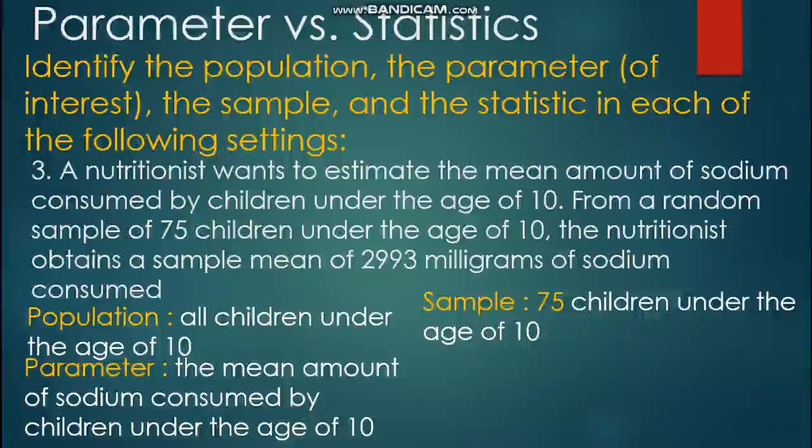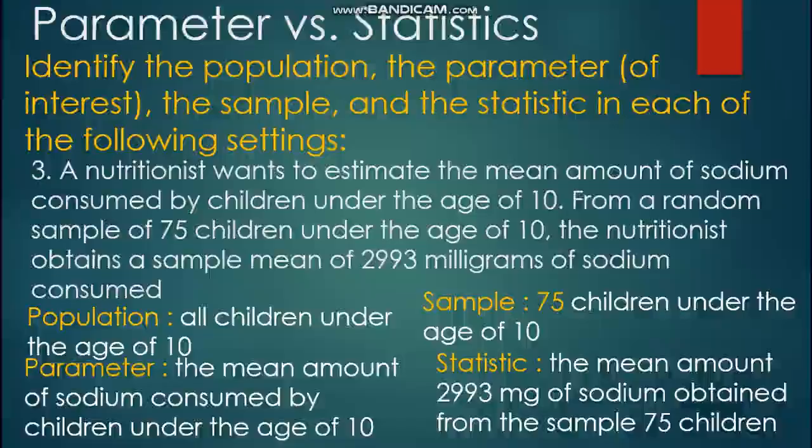And lastly, our numerical measurement of the sample, called the statistic, is the mean amount of 2,993 milligrams of sodium obtained from the sample of 75 children. Okay, so that is our topic about identifying the population, parameter, sample, and statistics given a situation. So I'm going to give you 5 or 6 problems related to this topic.